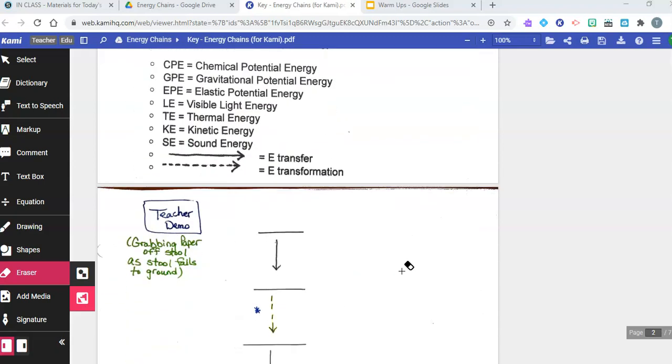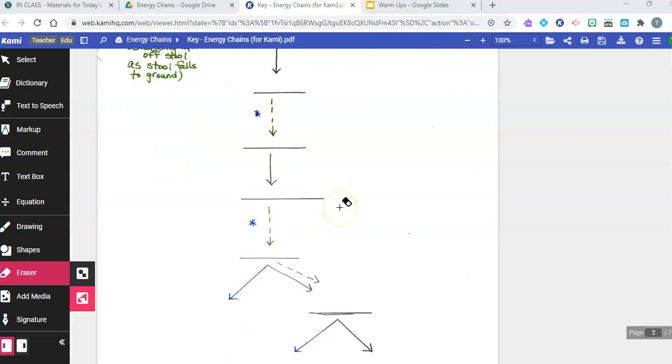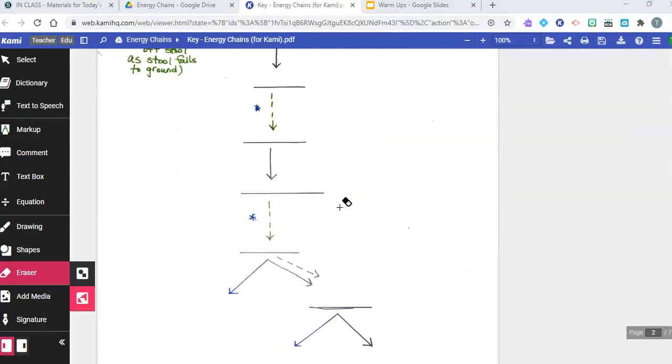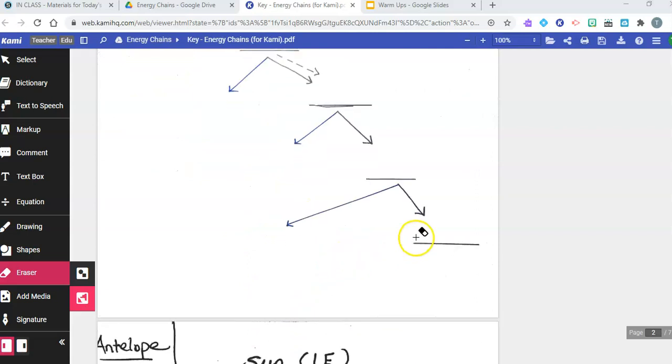Okay, so what we have here is the teacher demo. Ms. Soyson grabbing the paper off the stool as the stool falls to the ground. And this is the chain that we will make. So we're going to start at the top and be able to trace the energy down all the way to the end.